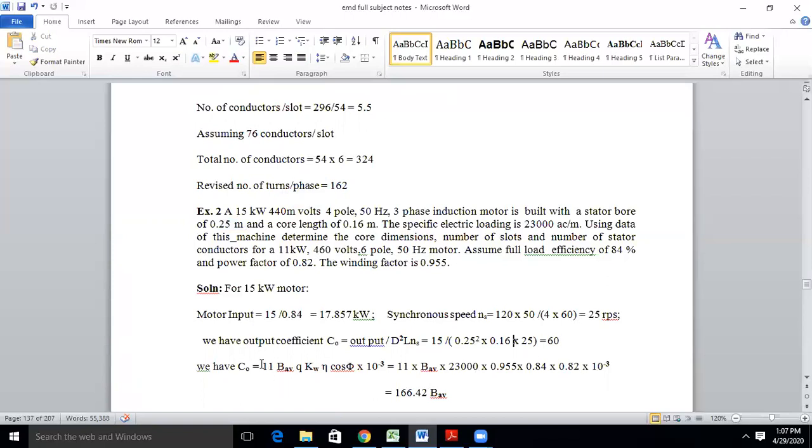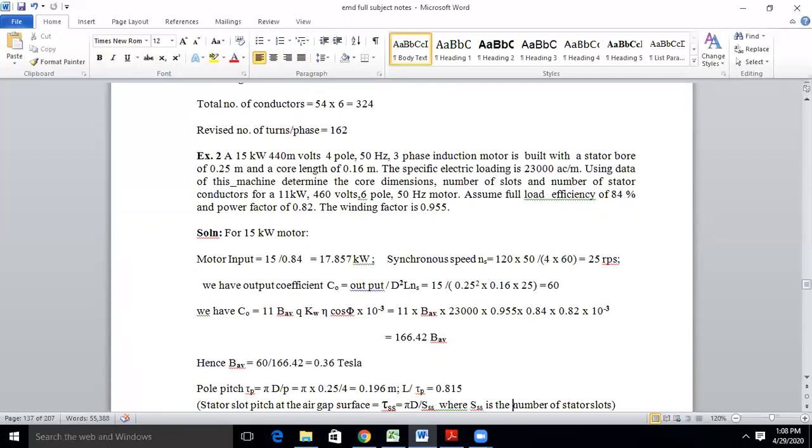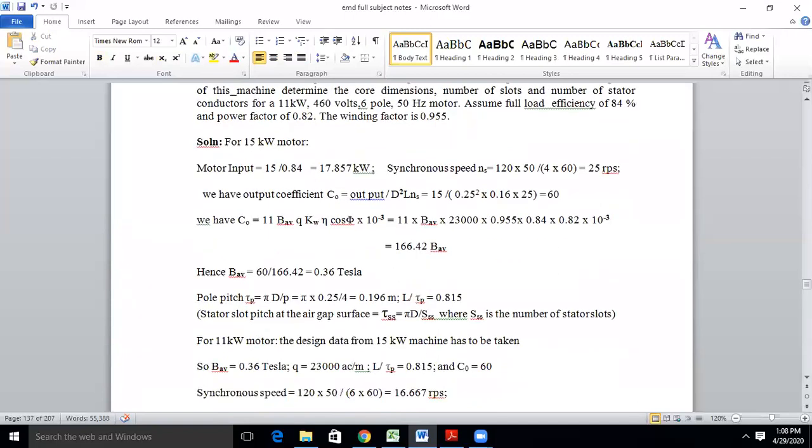So now by using this, again here in this case C naught is this thing. B av we don't know. This is the C naught value, the output coefficient. So hence we know that B av is 60 divided by 166.4. By using this, B av we can get is 60 C naught divided by 166.44. Now B av is 0.36 Tesla.